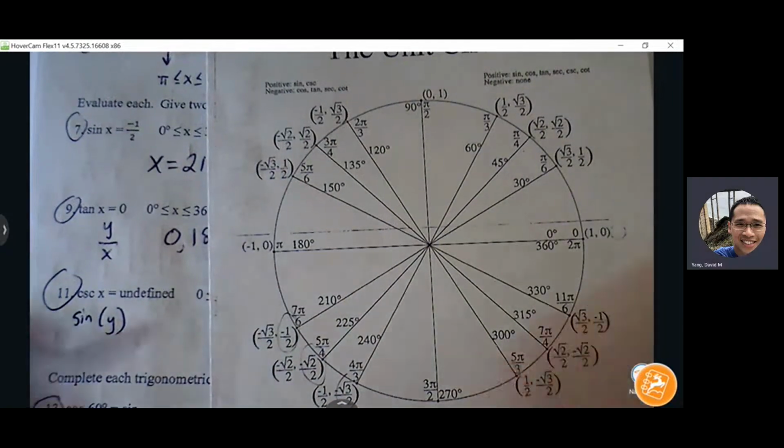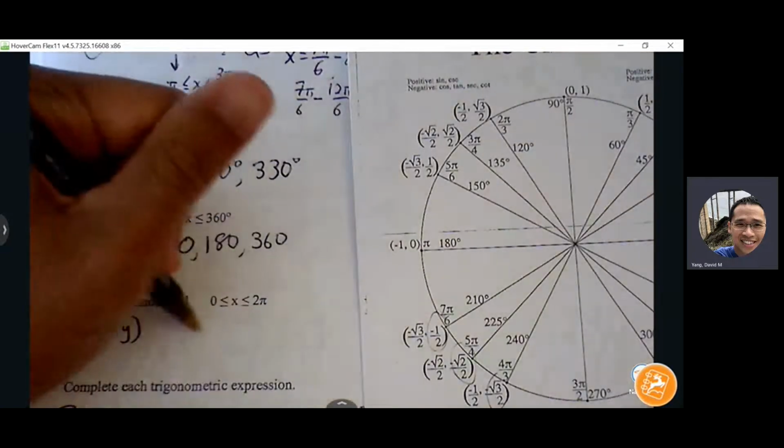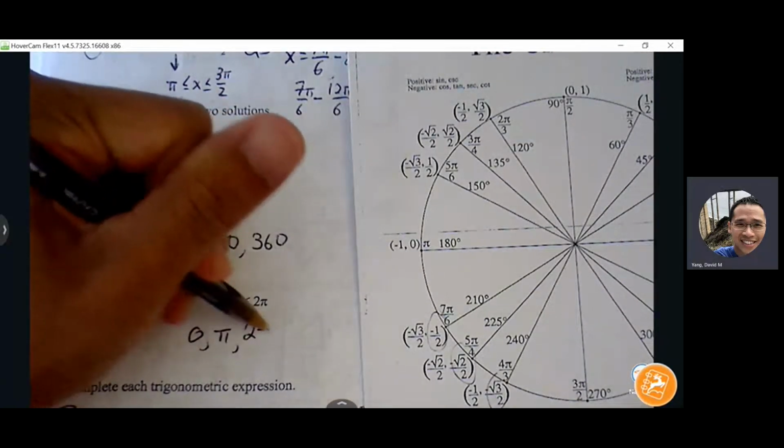So again, 0, 180, or 360. Oh, sorry, this is a pi. This is in terms of radians. So we'll say 0, pi, or 2 pi.